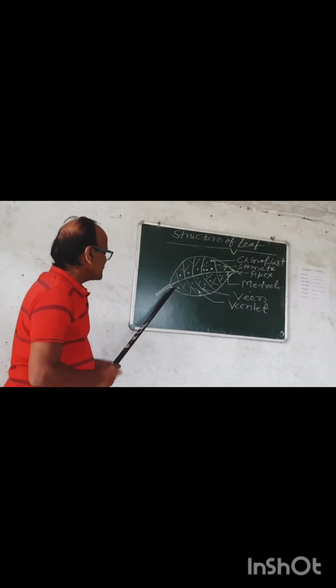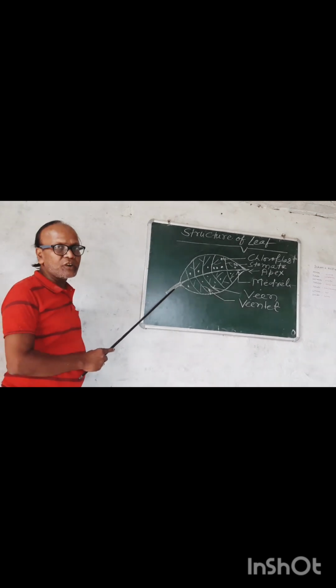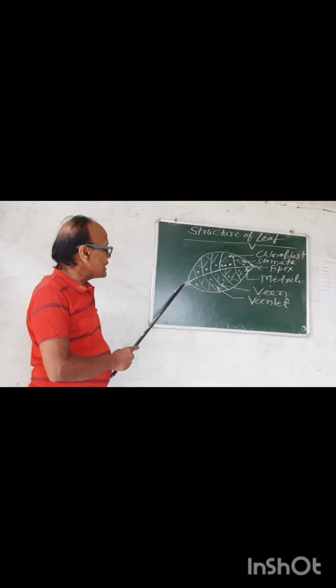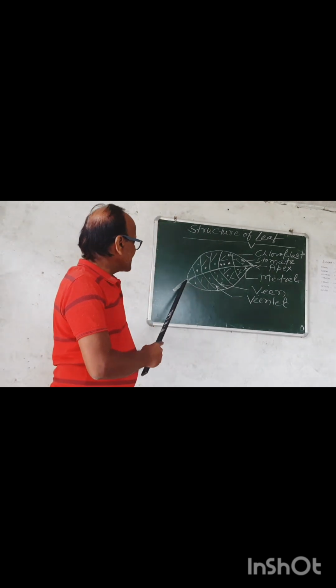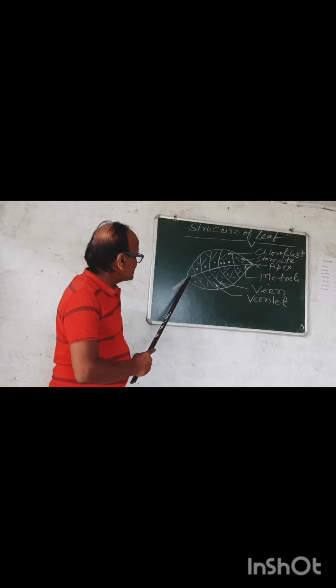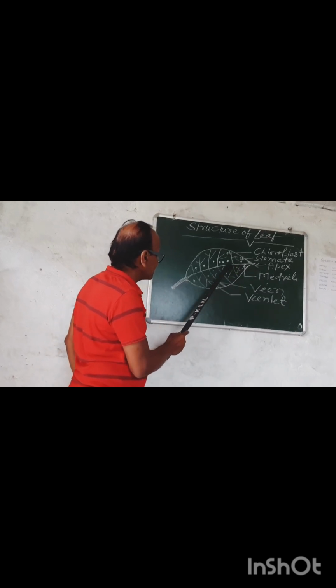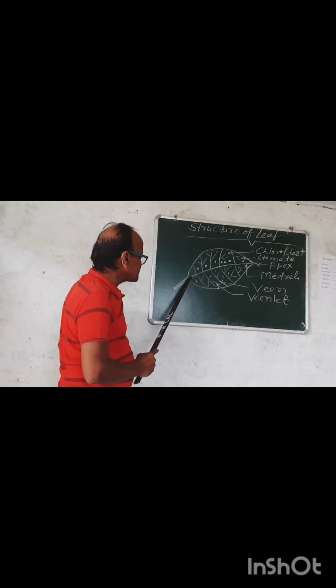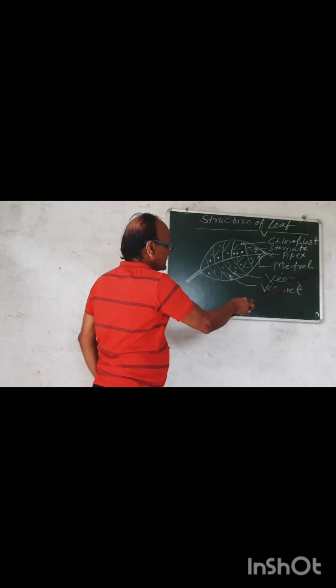First of all, notice this part, which is called the petiole. It is attached to the branch. After that, it becomes a thread-like structure. That is the midrib of the leaf.